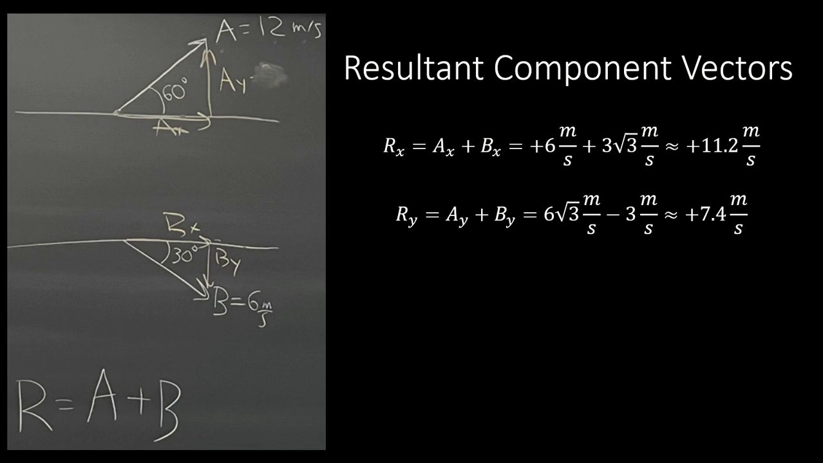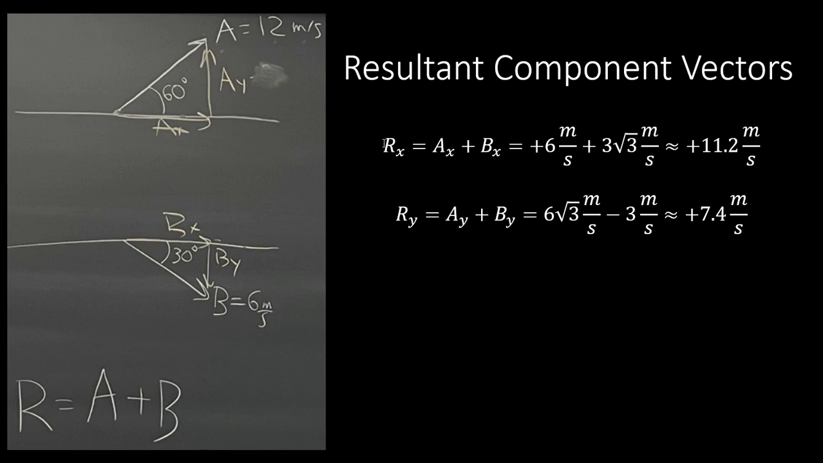Another thing to note is whenever we have vectors, their component vectors have the same units. If vector A was in units of newtons, then its component vectors would also be in newtons. And we can only add up vectors that are parallel to each other and have the same units.